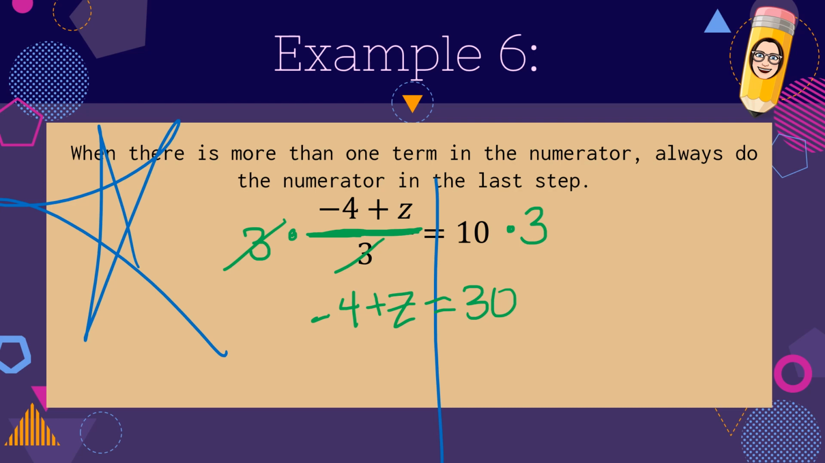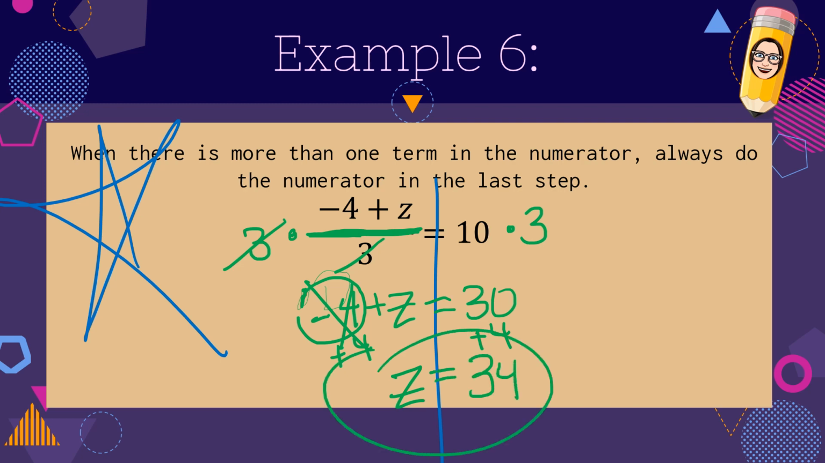Now if I look at that z, that z says it's adding a -4. So instead of -4, we're going to add 4 because that's the opposite of negative. That leaves me with a positive z and a 34. Okay, so watch out for those special huge fractions.